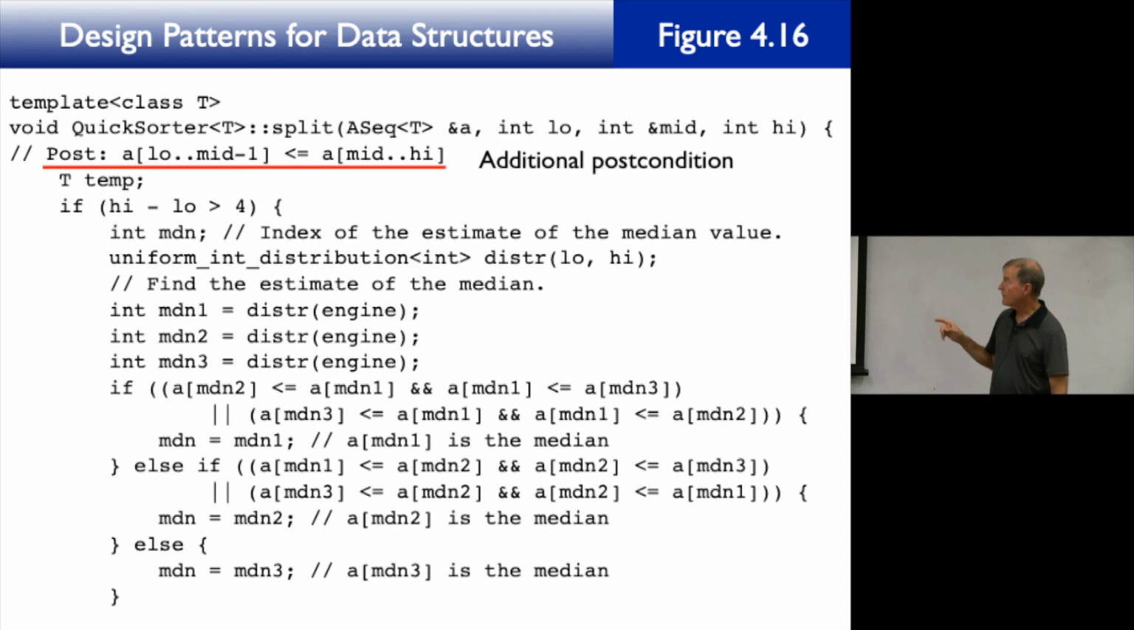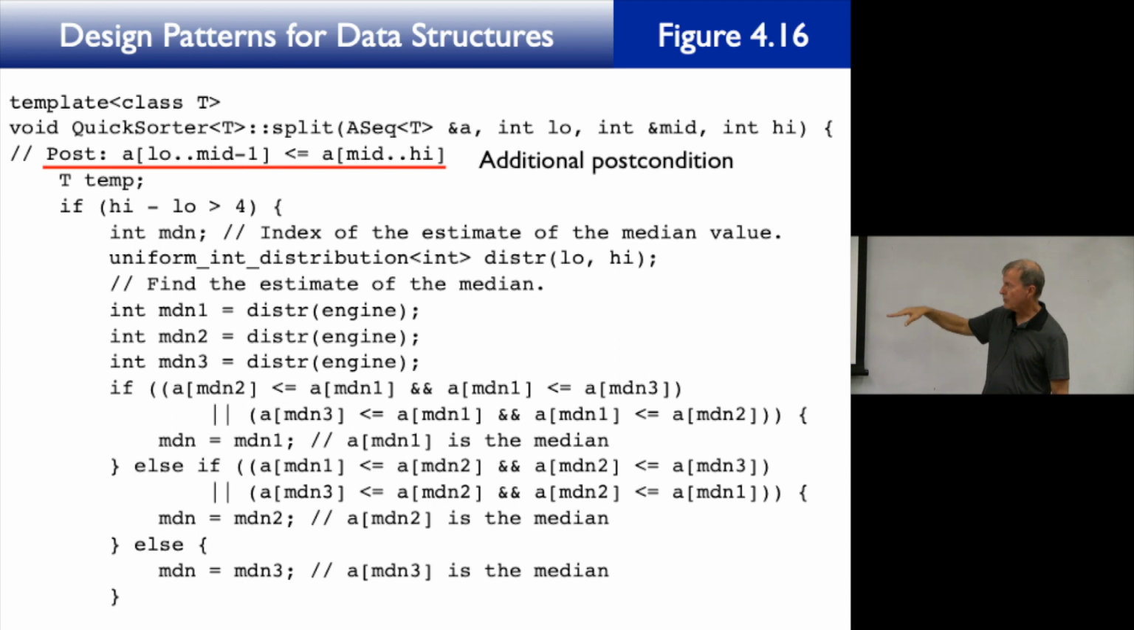And now here in figure 4.16 there is an additional postcondition for the split. When you do a split with the quicksorter, the split guarantees that A[low..mid-1] is less than or equal to A[mid..high]. In other words, all the elements in A[low..mid-1] are less than or equal to all the elements in A[mid..high]. Right?